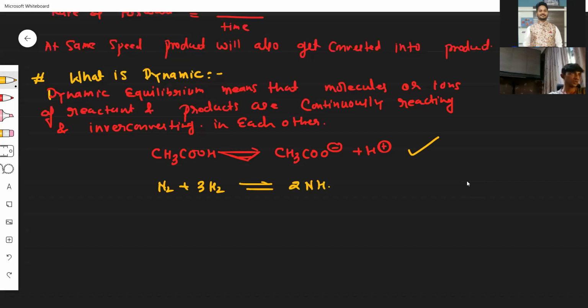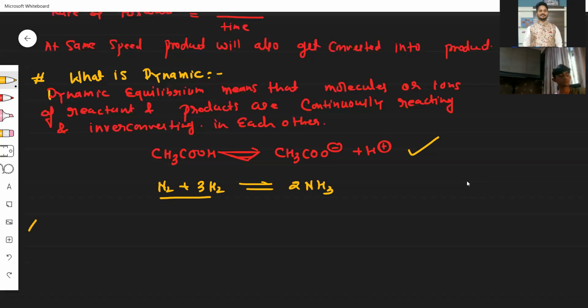So here, the reactant and products are continuously reacting. Now this reactant is reacting, and the product is also getting reacted, and they are interconverting each other continuously. It is a happening process. It never stops till the equilibrium is disturbed. So this is the meaning of your dynamic.